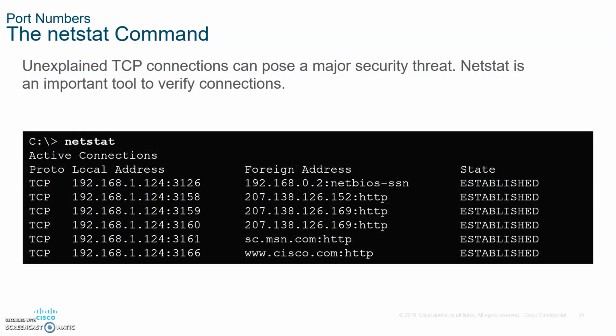All right, so the netstat command is the one that allows you to see this. Here's a socket. 192.168.1.124 with port 3126, that's a socket. All right, and it's established. You need a socket to be able to get to the destination.